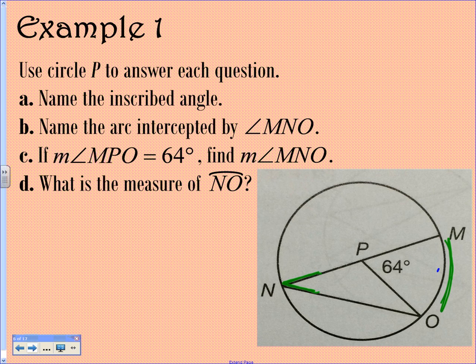Okay, you're saying this is 64? That arc. Why is it 32? It's half of the arc. This angle right here.